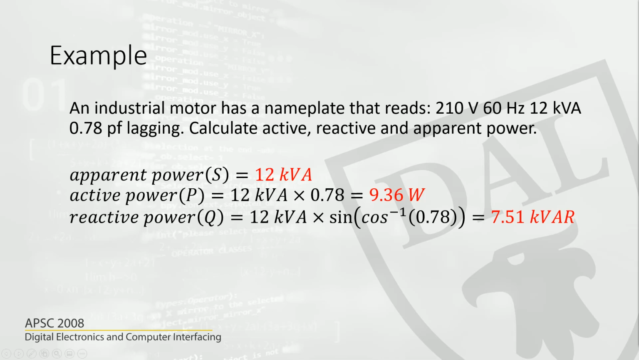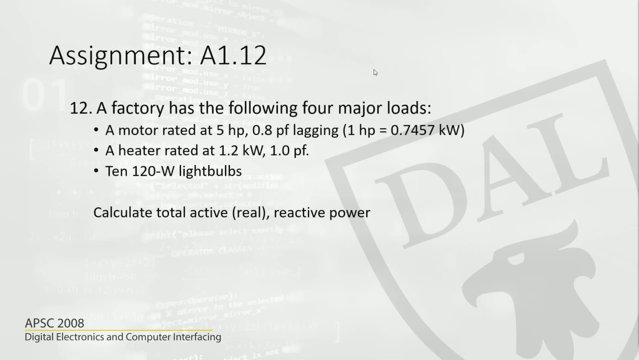So there is an assignment question here. Question 12: a factory has the following four major loads. A motor rated at 5 horsepower. Again, we use horsepower for motors. 1 horsepower is 0.7457 kilowatts, and the motor has a 0.8 power factor lagging. So you know how to calculate the active power. You just multiply that by the power factor, and then calculate that power.